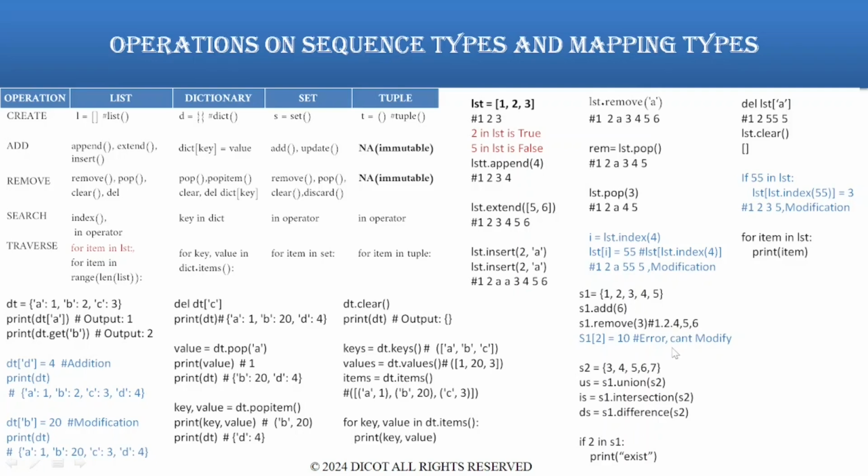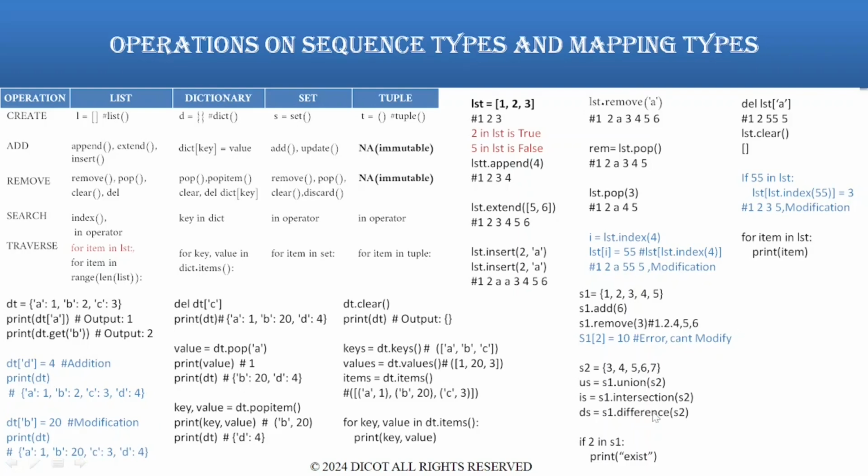Now, let's assume we tried to modify an element in a set. Say we want to change the value 3 at position 2 to 10. S1 of 2 assigned 10 will throw an error, as we cannot modify an element in a set, but this was possible in list and dictionary as we can see. All the operations in blue font are modifications in list and dictionary. We can perform union, intersection, and difference operations on the set.